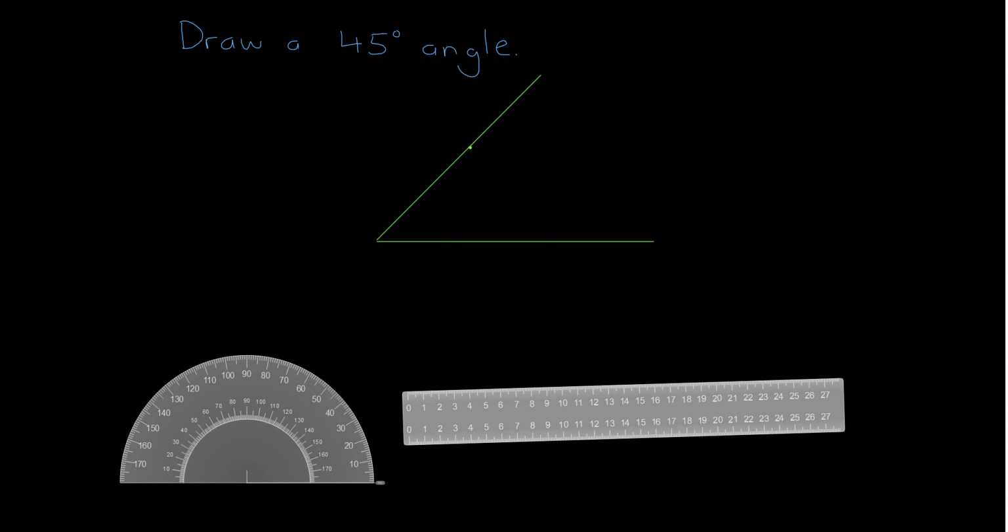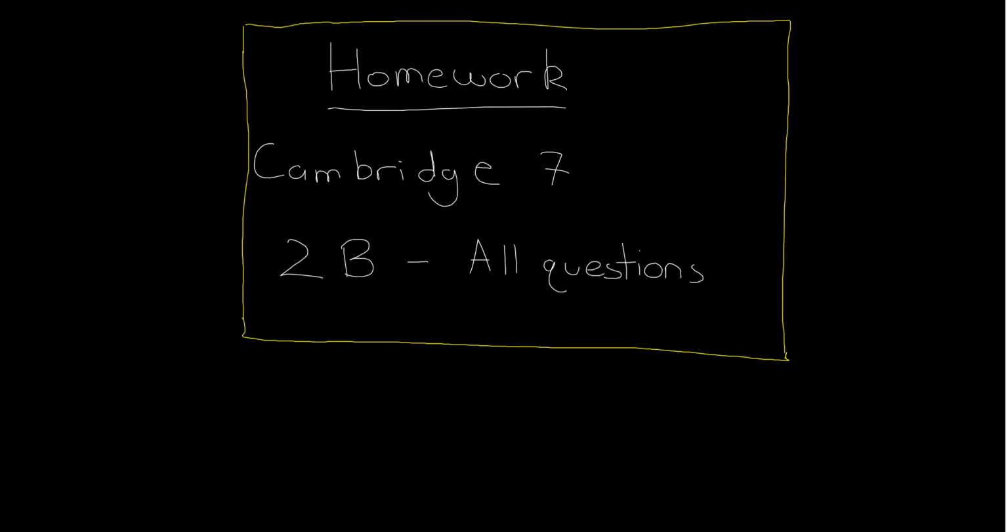Okay guys, your homework is to do Cambridge 7, 2B, and you can do all the questions because they're very, very quick to do. A lot of them is just looking at an angle and saying what kind of angle it is.